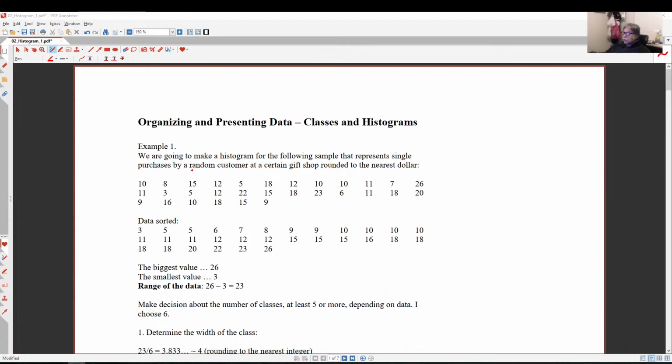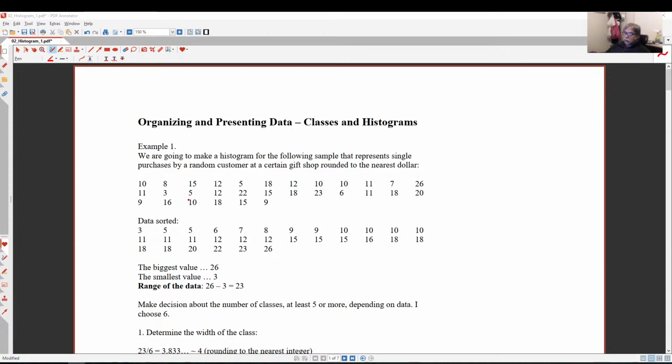Here I have an example of 30 purchases of a random customer in a gift shop, and those purchases are rounded to the nearest dollar. The first thing you need to do with that is to organize the data in some sorted format, and I'm organizing the data in format that is ascending. So the first thing I have is the smallest thing, and the last thing I have is the largest thing.